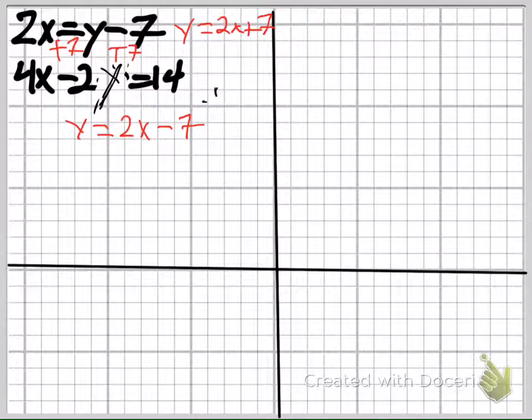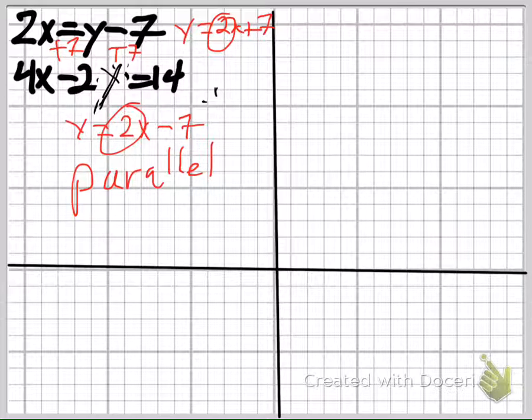So I'm going to graph my two lines. So I have 2x plus 7 and 2x minus 7. And I go, they both have slopes of 2. Well, what does that mean? That means they're either going to be parallel or collinear. So if we know that they have the same slope, we then look at their intercepts. Their intercepts are different, so these are two parallel lines.